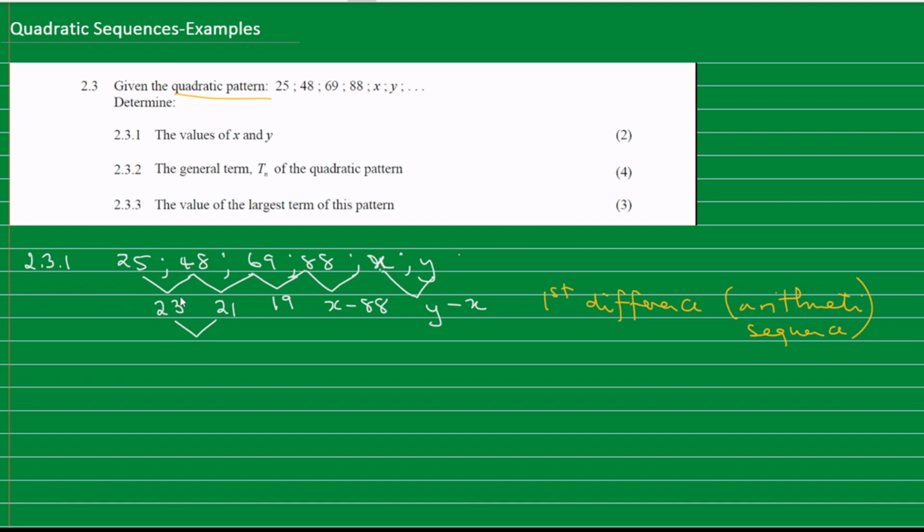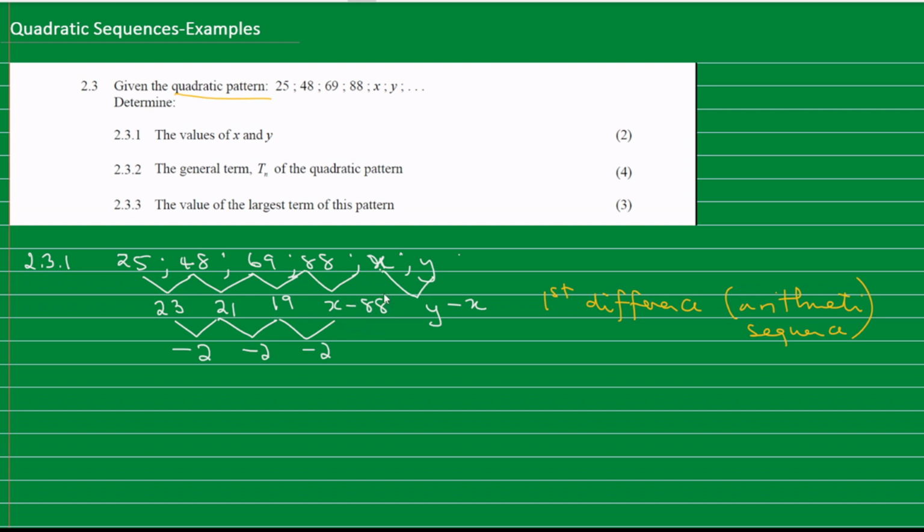21 subtract 23, that would be a negative 2. In other words, we are subtracting 2 each time. 23 subtract 2, we get 21. 21 subtract 2, we get 19, and then 19 subtract this one, we get negative 2. So we always get negative 2, negative 2, negative 2.